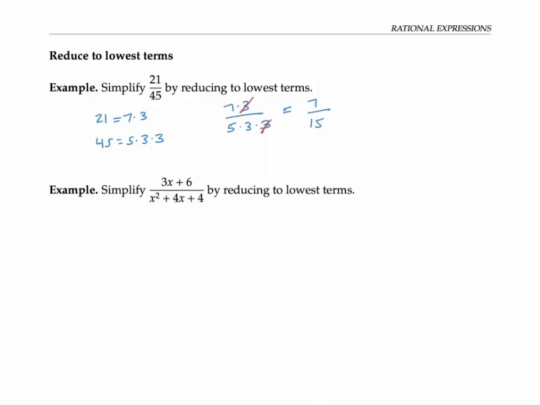If we want to reduce a rational expression with variables in it to lowest terms, we proceed the same way. First, we'll factor the numerator, that's 3 times x plus 2, and then factor the denominator. In this case, it factors to x plus 2 times x plus 2. We could also write that as x plus 2 squared. Now we cancel the common factors, and we're left with 3 over x plus 2. Definitely a simpler way of writing that rational expression.